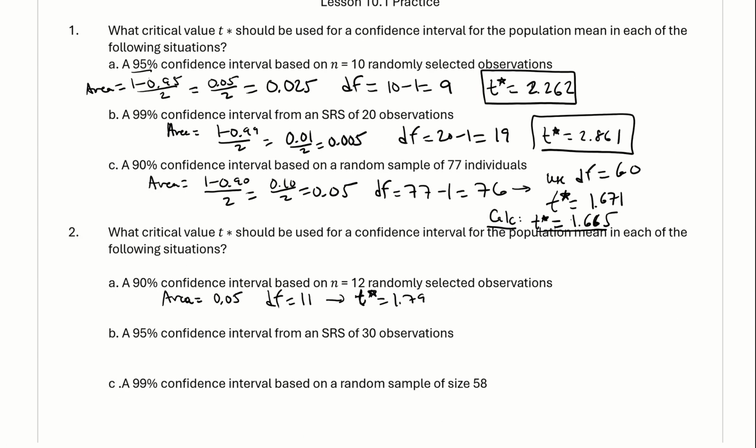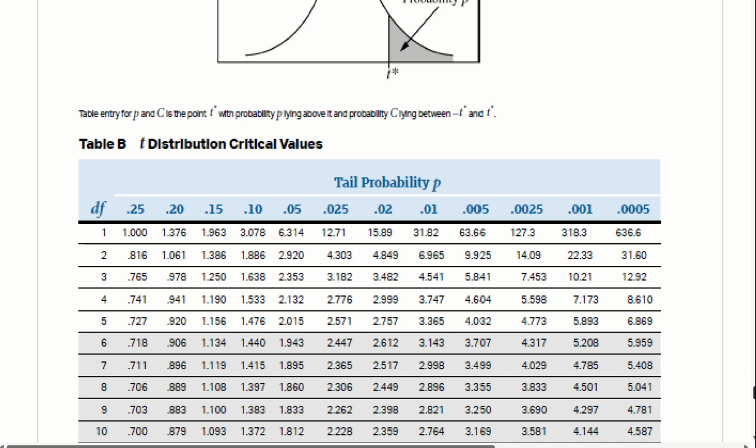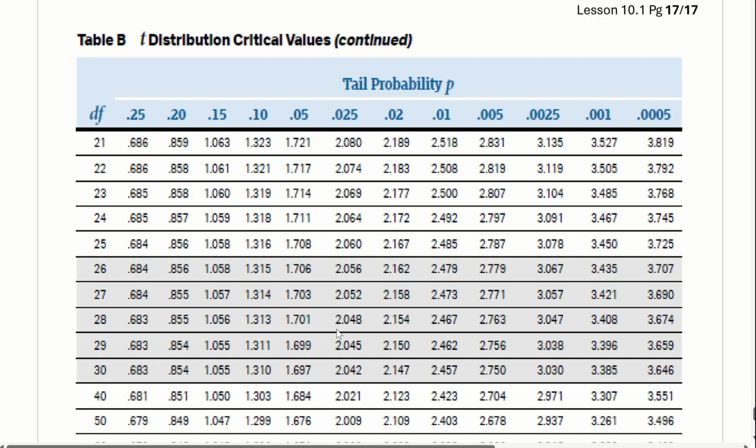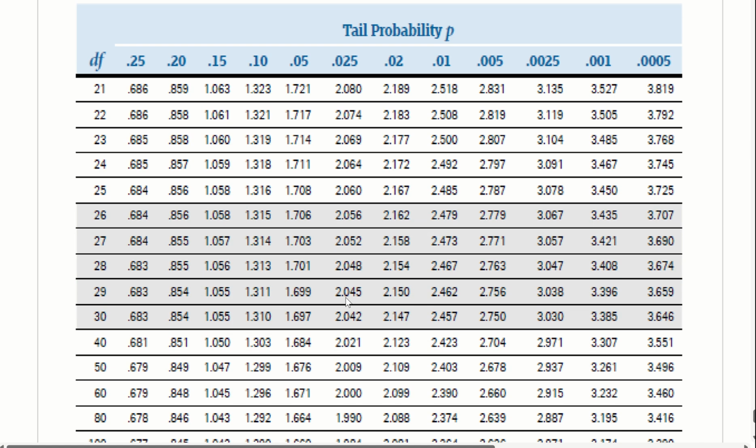Okay, 1.796. Now here we got 95%, so the area is 0.025, and the df is 30 minus 1, which is 29. We got 0.025 and 29. So 2.045.